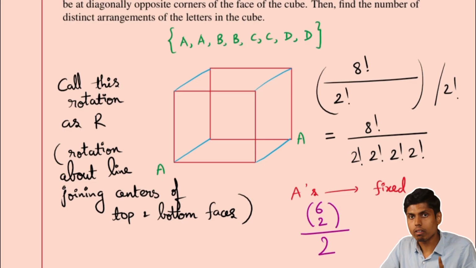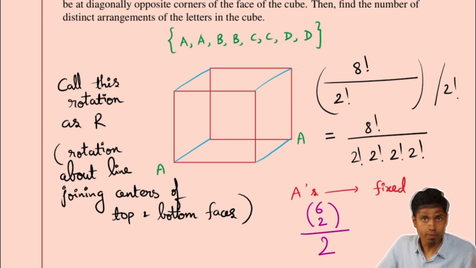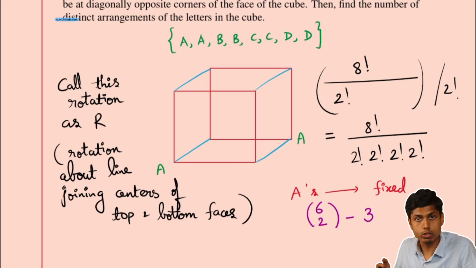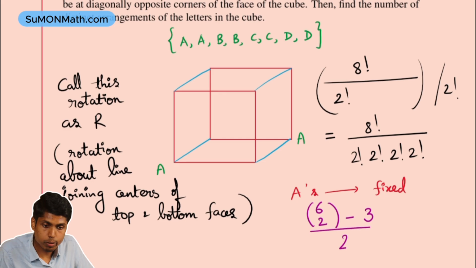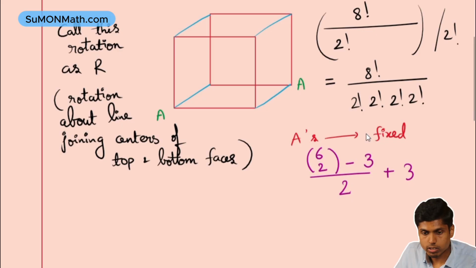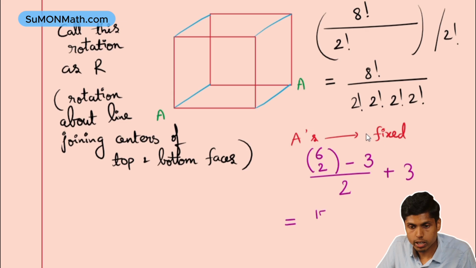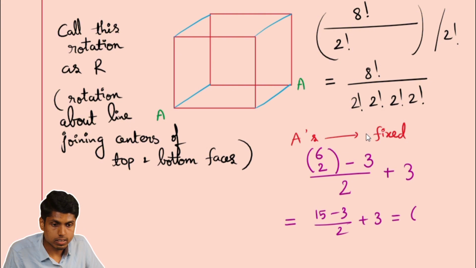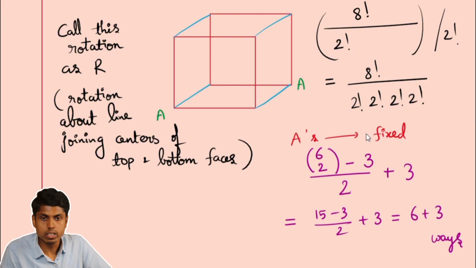But before dividing by 2, are we sure that all configurations yield a different configuration upon this rotation R? No. If acted upon by this permutation, some of the configurations that we saw will not yield a different configuration, and hence they should not be divided by 2. So we first subtract them, and that is 3 in number. That happens when the letters B are in diagonally opposite positions of a face. So we subtract 3 and divide by 2, and then we add 3. This gives us 6 choose 2, which is 15, minus 3, upon 2, plus 3, and that would be 6 plus 3 ways to place the B's.